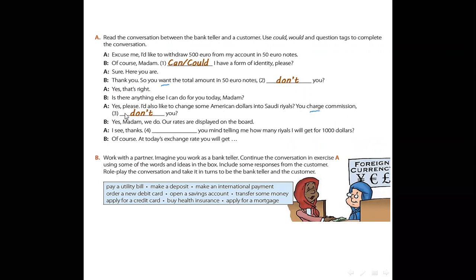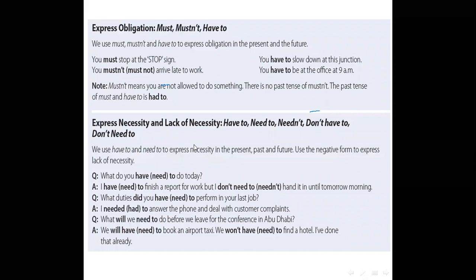I see, thanks. ... you mind here, okay? So we will use can or would. Excellent, would you mind? Would you mind plus verb plus ing. Would you mind telling me how many riyals I will get for $1,000? Of course, at today's exchange rate, you will get, okay.